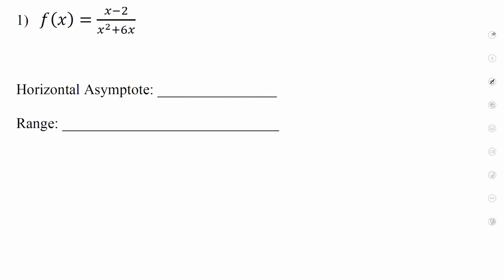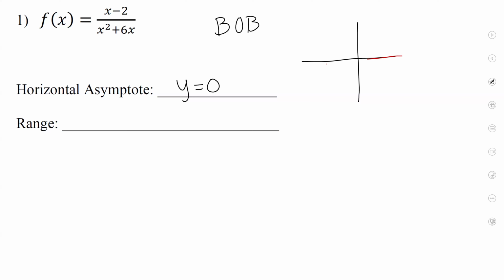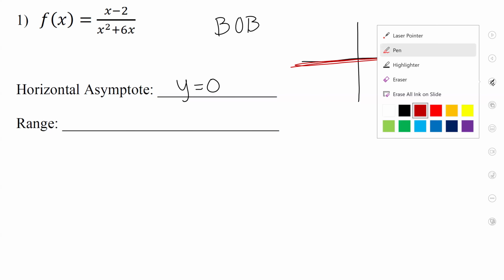Let's look at some examples. Is this big on top, big on bottom, or the same? Big on bottom. So when it's big on bottom, what's the answer? 0. What this means is your asymptote is at 0. Your horizontal asymptote is right here at 0. So this is what your graph would look like.